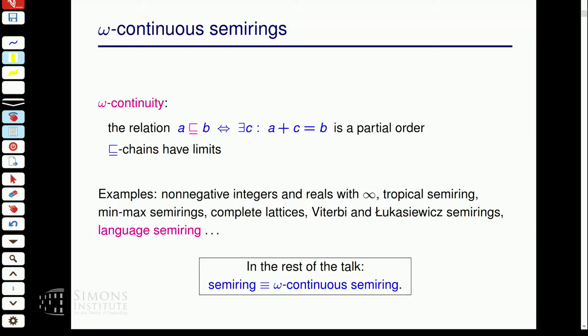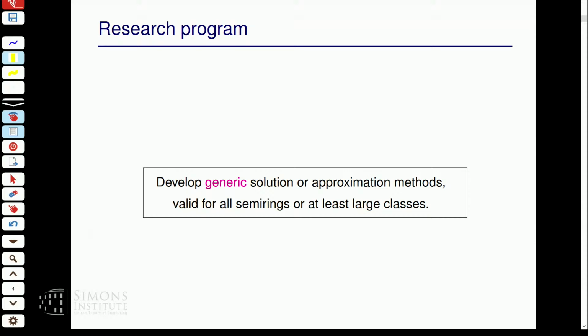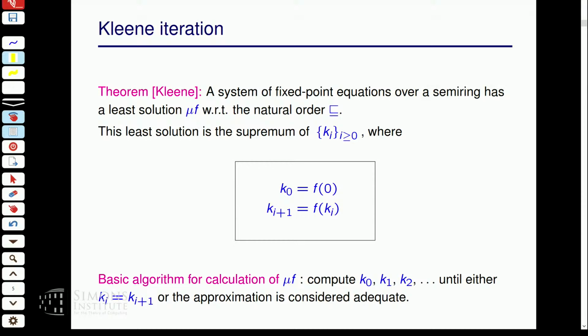So what is the goal of this research program that we did? It was to develop generic solution or approximation methods, which are valid not just for one semiring, but for multiple semirings. And of course, the paradigmatic example of a method which works for an arbitrary semiring is linear iteration.